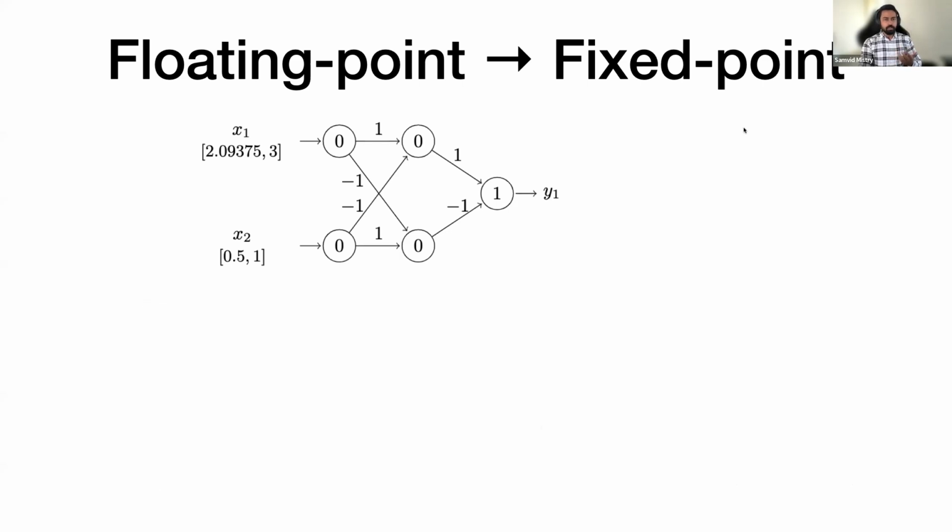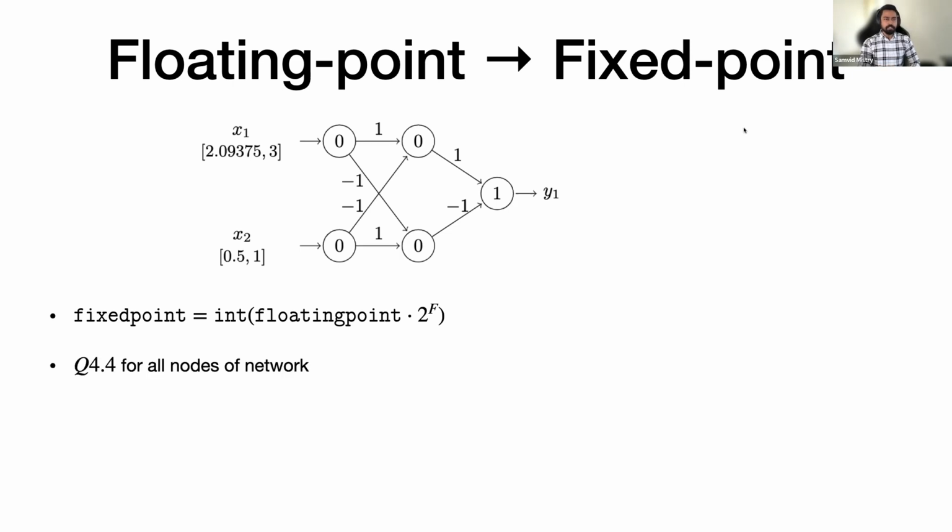Now let's see how to convert between floating point and fixed point numbers. To convert a floating point number to a fixed point number, we're just going to multiply by 2 to the number of fractional bits, and then we're going to get rid of whatever fractional part is left. Now the function int that I've shown here is a function which rounds the number down towards negative infinity. As I mentioned, all nodes will have type Q4.4.